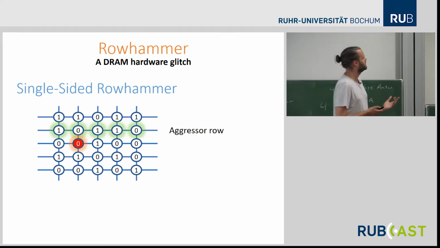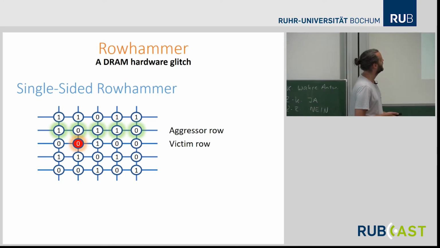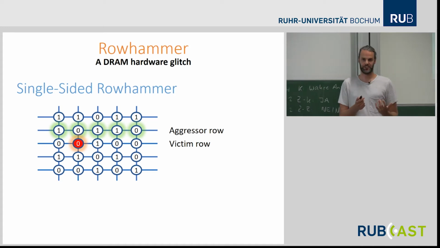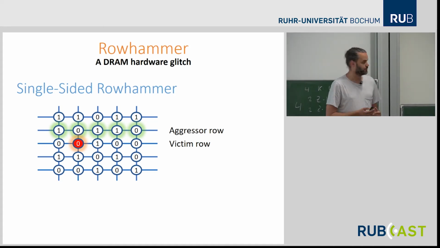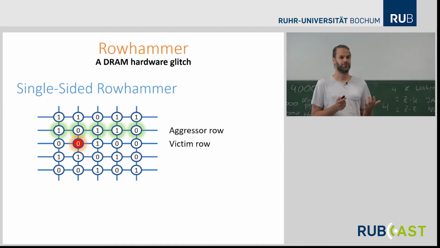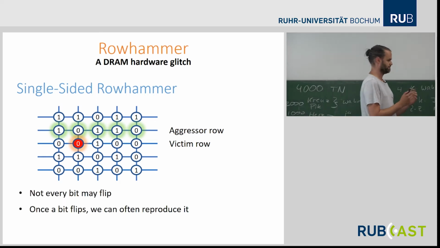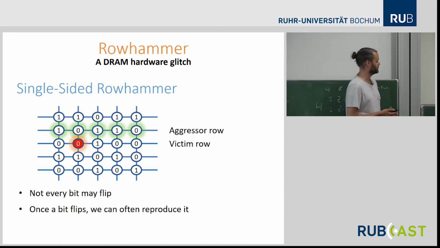Some terminology. The row that we're reading from is called the aggressor row. The row in which we flip a bit is a victim row. It's important to know that with Rowhammer, not every bit may flip. Also, sometimes not every DRAM module may actually be vulnerable to Rowhammer.